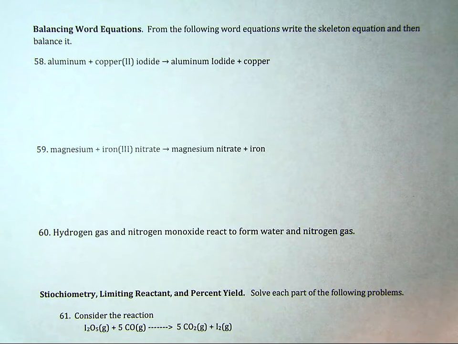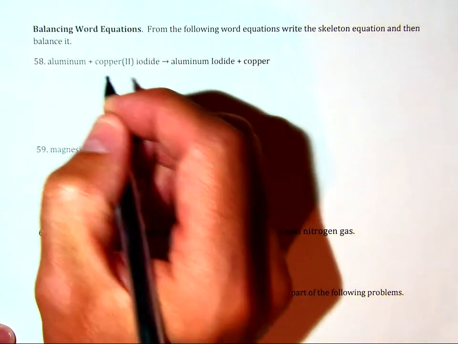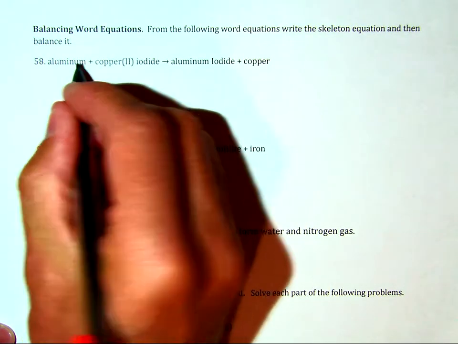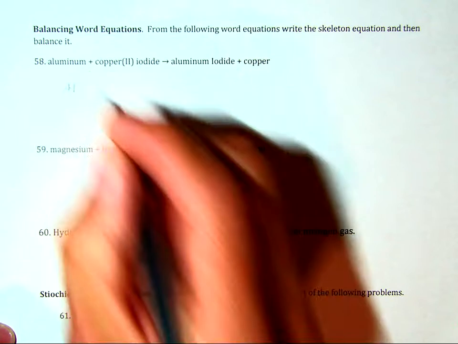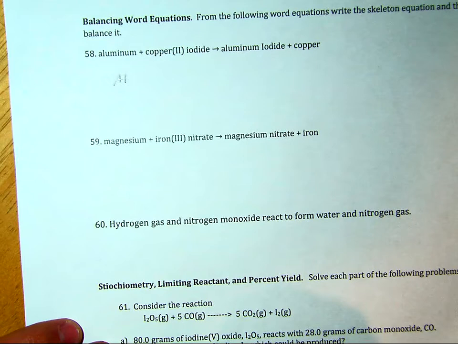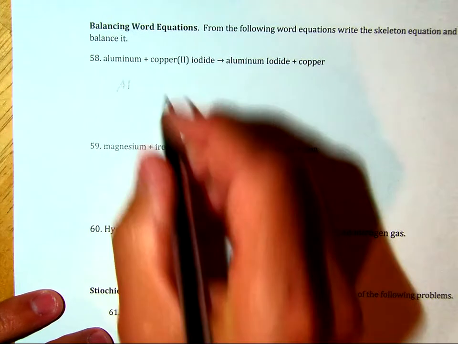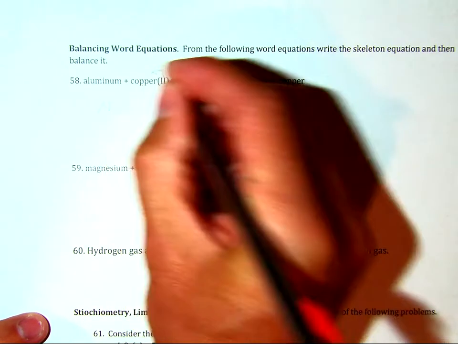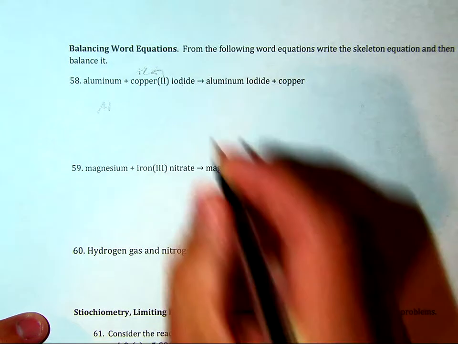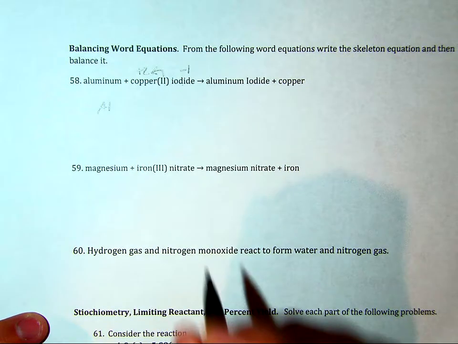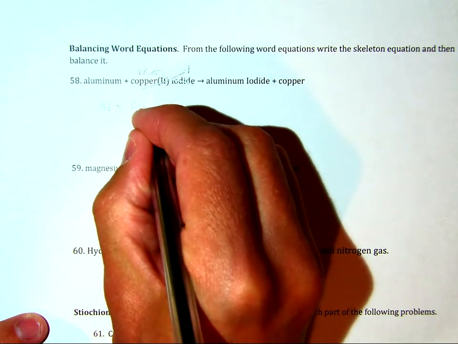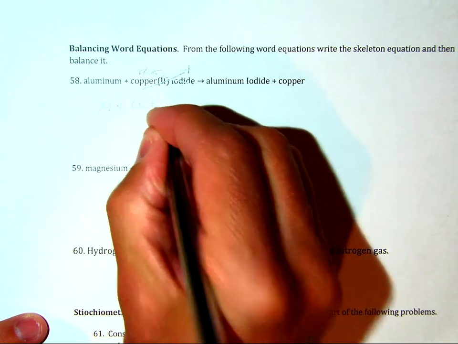So here we go. Here's what I do. I always write the charge above. So aluminum, if it's just by itself, we're just going to write down Al. Okay, that's just aluminum. Now we've got copper 2 iodide. This 2 right here is telling us the charge of copper is +2. So let's write that there. Iodine's charge is -1. When we crisscross it, let's write down the formula now. It's going to be Cu1 I2.